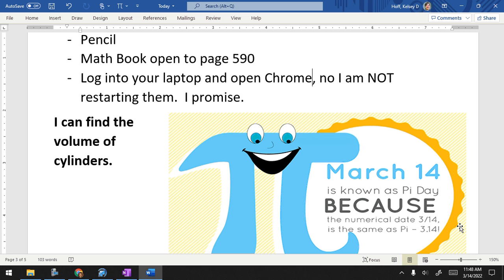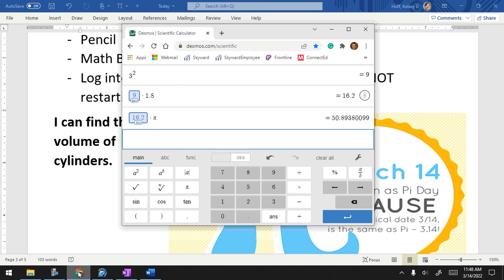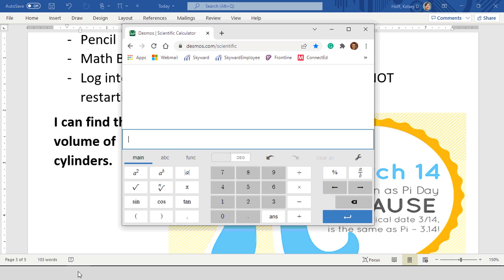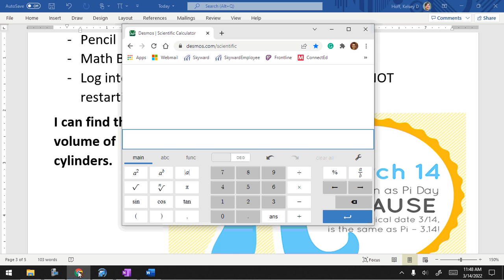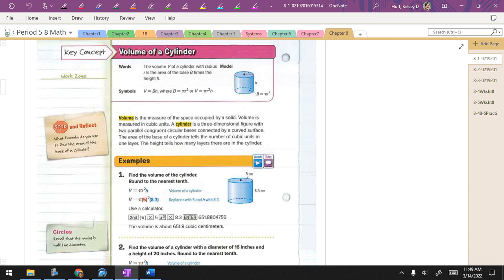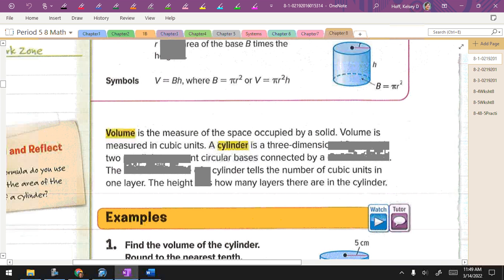Okay? This calculator, your Desmos calculator, is what you should be using. And I'm going to go through the steps of all of it online with you today so you know exactly how to use it. Okay? All right, page 590, we're going to start right in that paragraph with our information here.